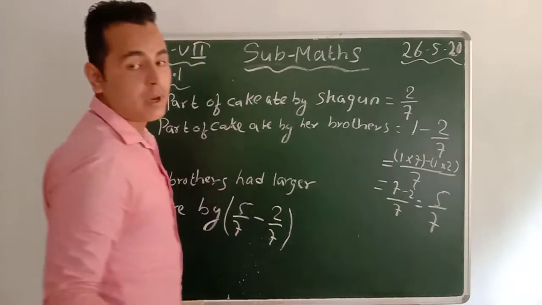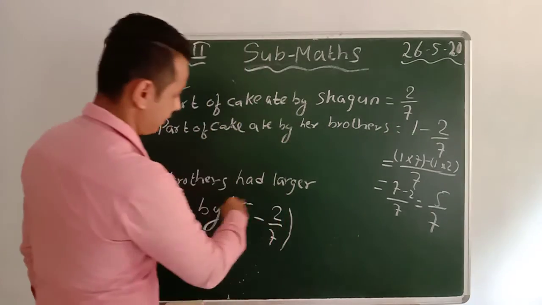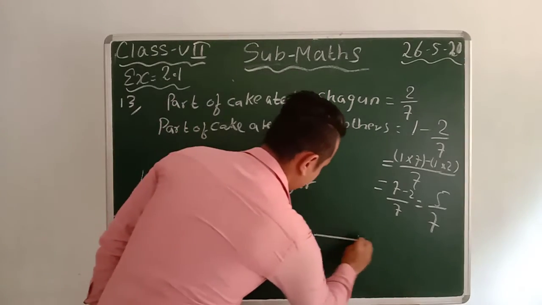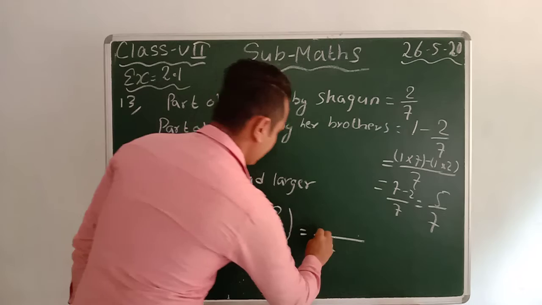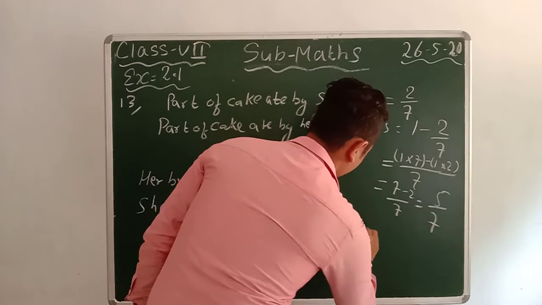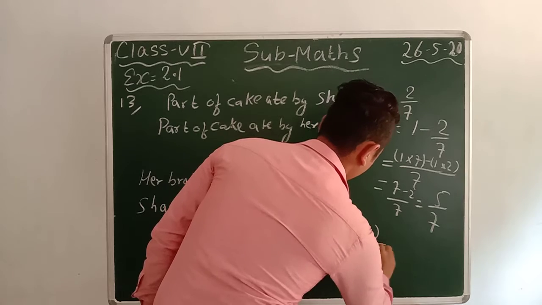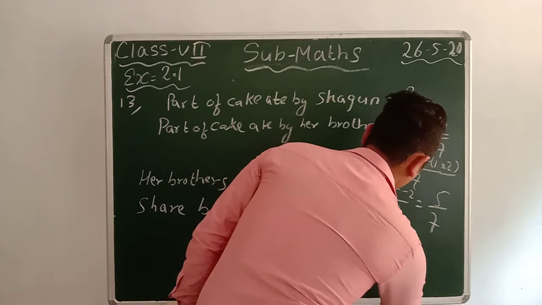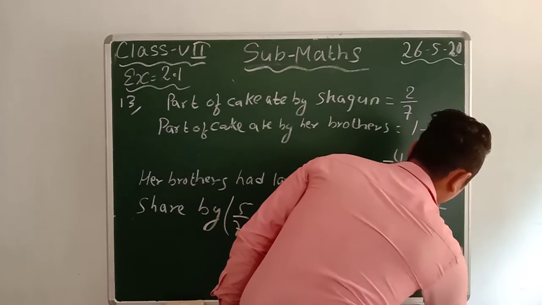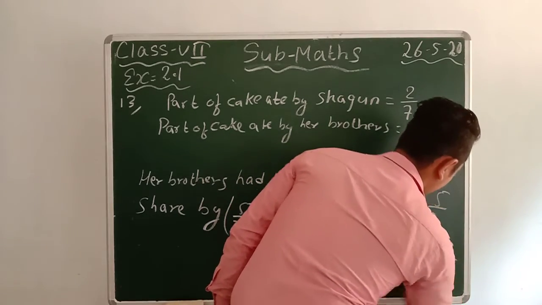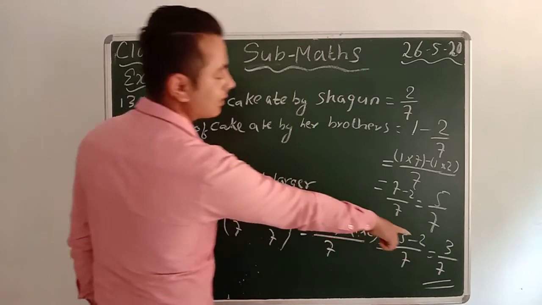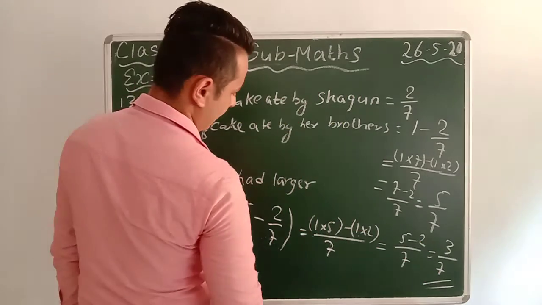Now the question asked is by how much? So by this much, that means 5 by 7 minus 2 by 7. Taking LCM, which is 7, 1 into 5 minus 1 into 2 gives you 5 minus 2 by 7, equals 3 by 7. That means her brothers had the larger share by 3 by 7 part.